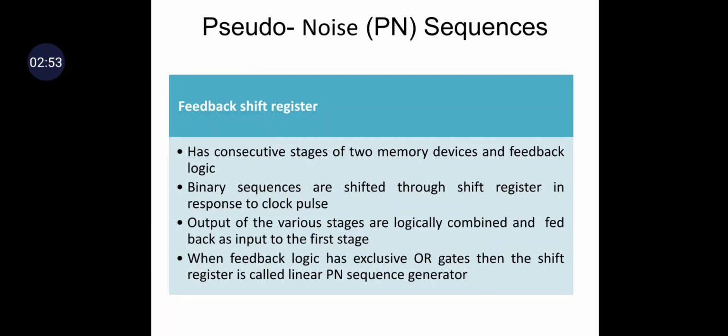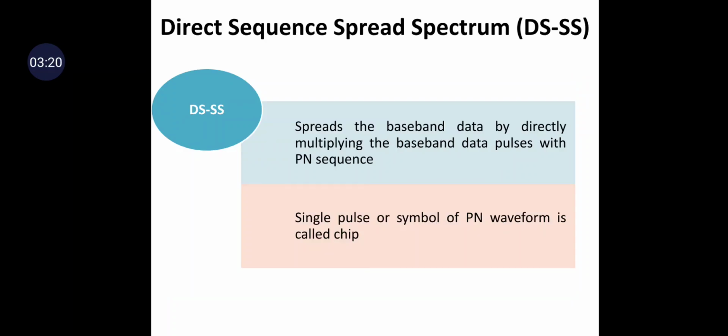So here we have the feedback shift register. It has consecutive stages of two-state memory devices and feedback logic. Binary sequences are shifted through the shift register in response to clock pulses. The outputs of various stages are logically combined and fed back as input to the first stage. When the feedback logic has exclusive OR gates, then the shift register is called a linear PN sequence generator.